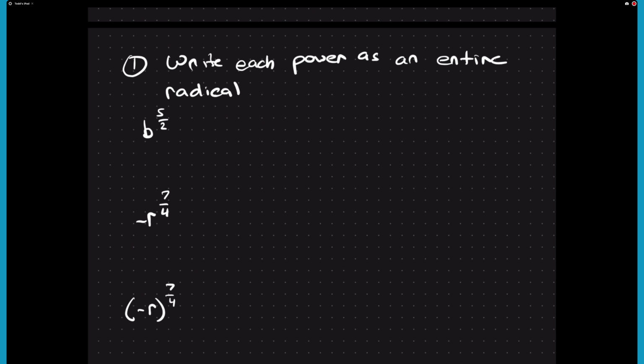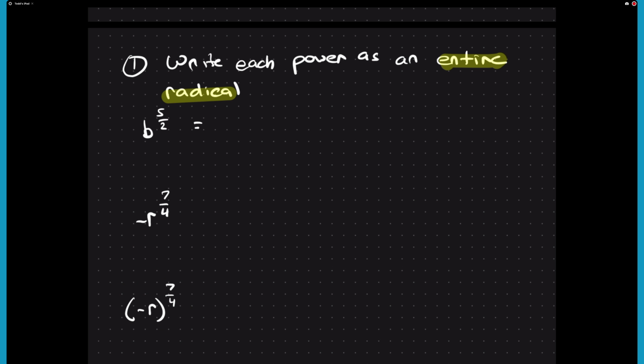All right, let's move on to the questions in this unit. Instead of doing the examples up above, I'm just going to do a couple of examples from the actual questions in the assignment section. We're on question number 1 here, and it says write each power as an entire radical. You have to know what an entire radical is. That is when we have a radical sign with everything on the inside like that.